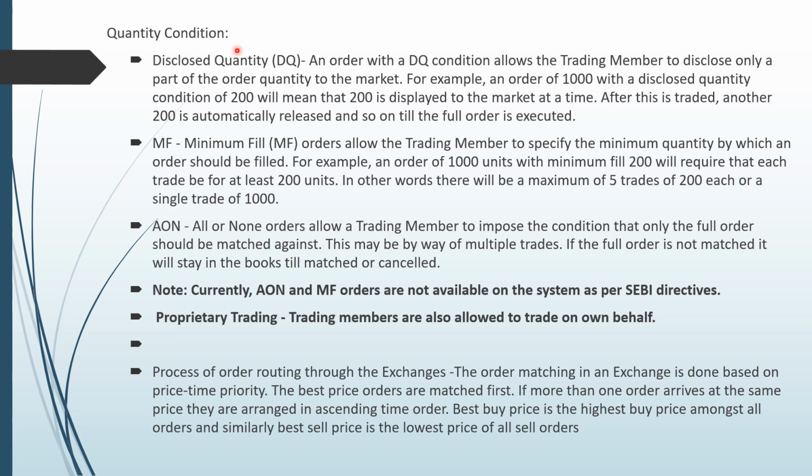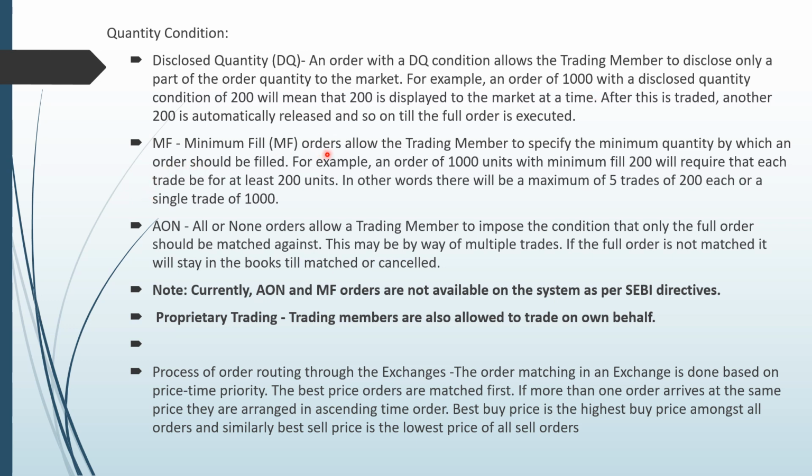As per quantity, there are different types of orders, which are disclosed quantity orders. An order with a DQ condition allows the trading member to disclose only a part of the order quantity to the market. So here I have given an example. If there is an order of 1,000 with a disclosed quantity condition of 200, it will mean that 200 is displayed to the market at a time, and after the 200 are traded, another 200 will be automatically released onto the market until this happens 5 times and the entire 1,000 is executed on the exchange.